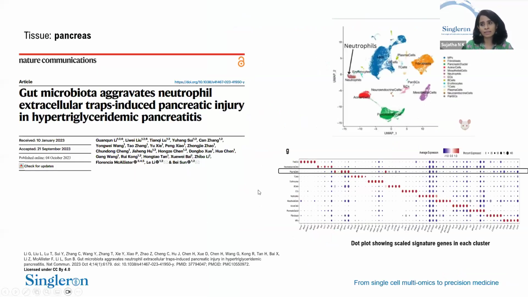And this is something our customers find as well. Here's a publication that used our kits on pancreas tissue, and they were interested in the neutrophils in the sample. They were able to capture that and look at gene signatures to further answer their research question.